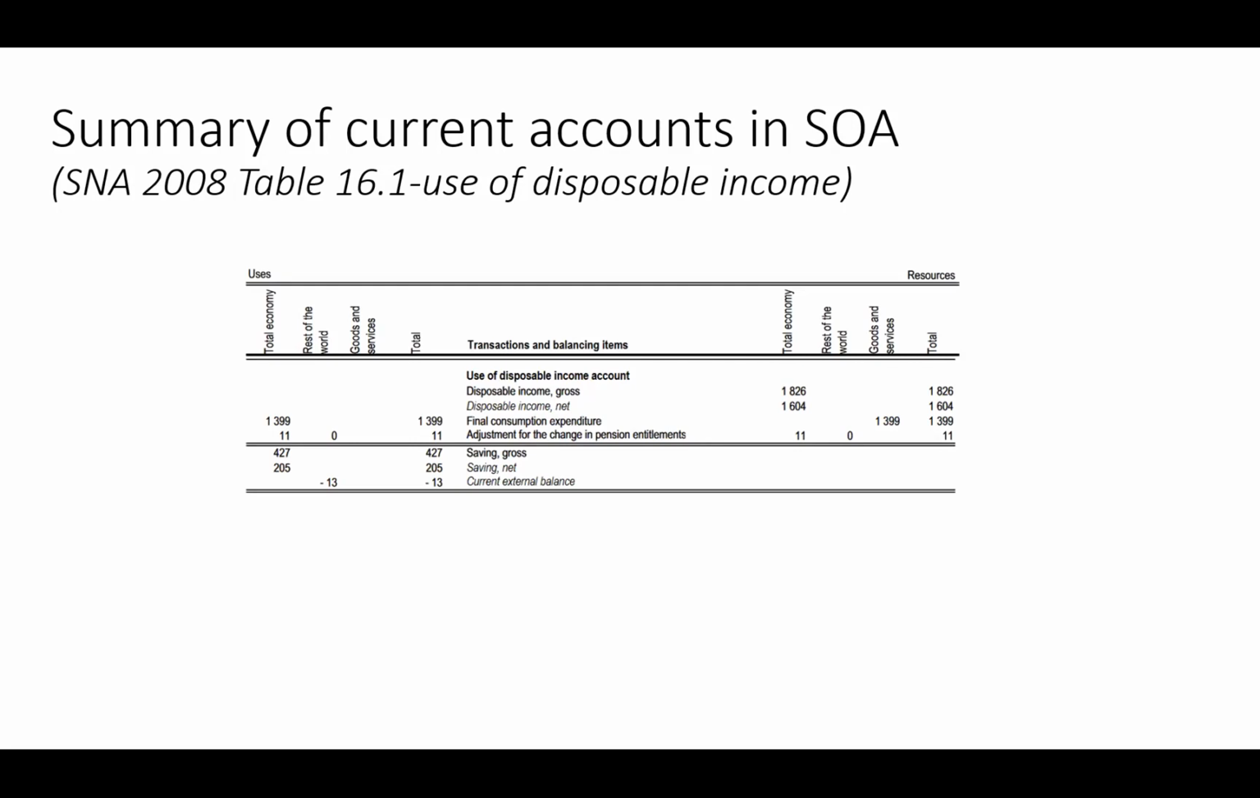Use of disposable income. We have final consumption here, adjustment for the change in pension entitlements. We have saving, gross and net, and current external balance, so balancing items.